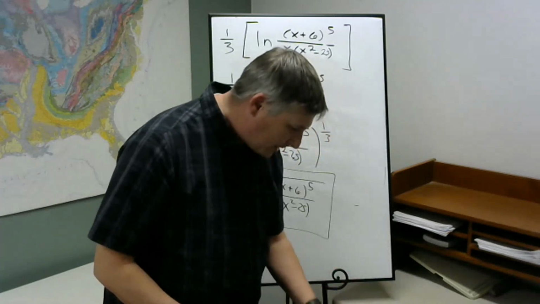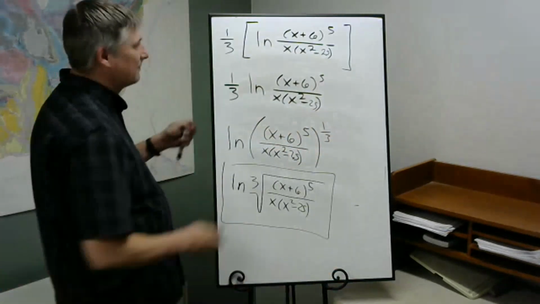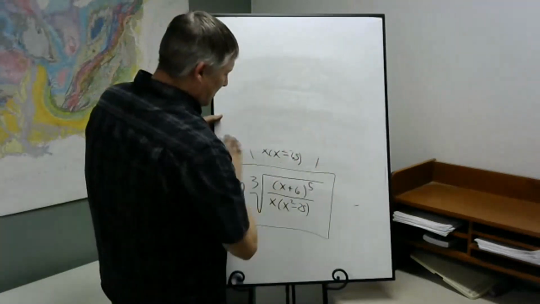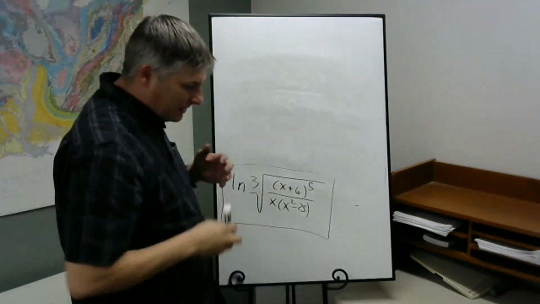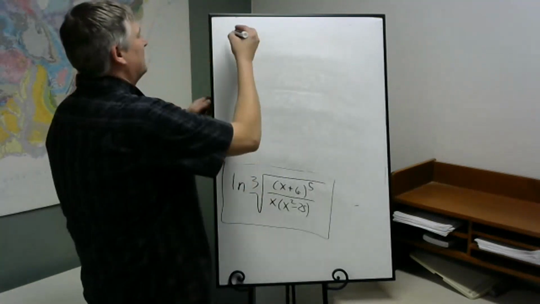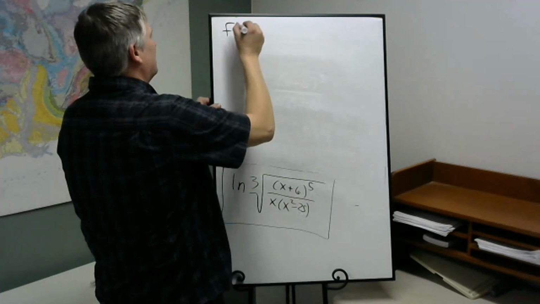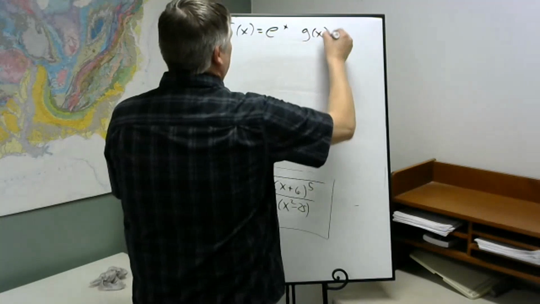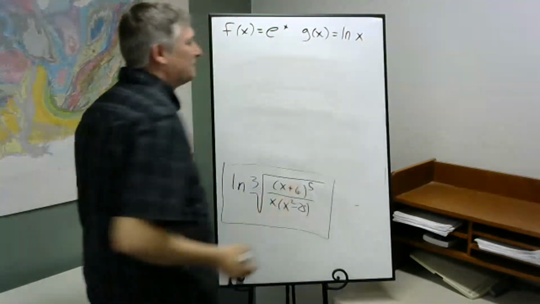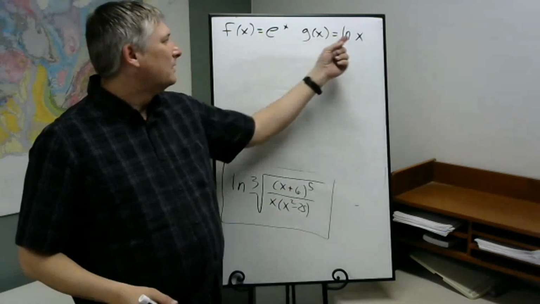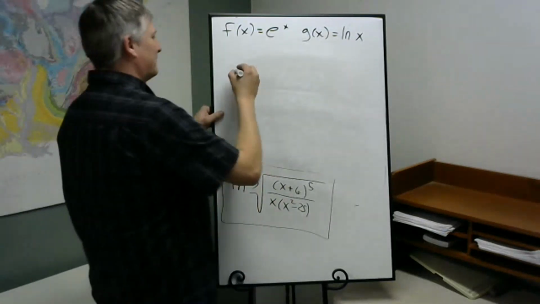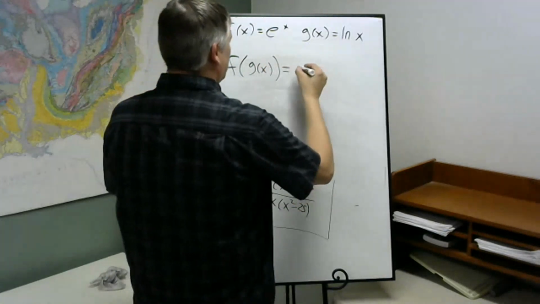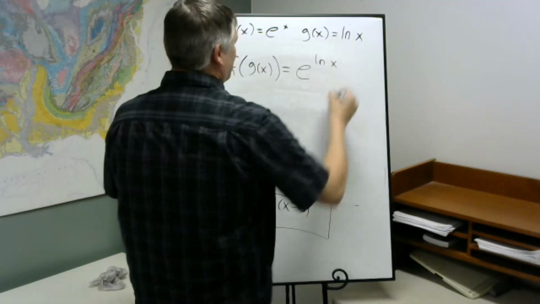I just want to mention a couple properties with the natural log. And again, it's just like a regular log. It just has a base e. But you'll see it kind of does its own thing. So f of x is e to the x. g of x is the natural log of x. So again, the exponent and the log, they're inverses. So f of g of x is going to be equal to e to the natural log of x.